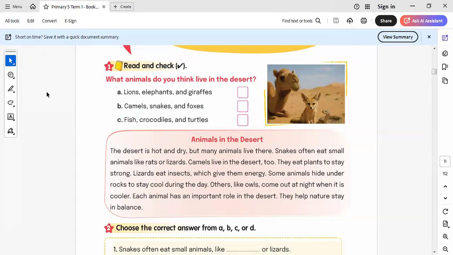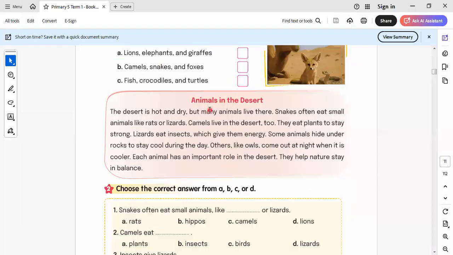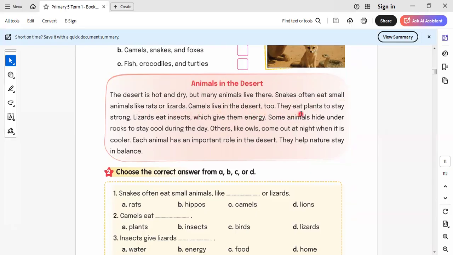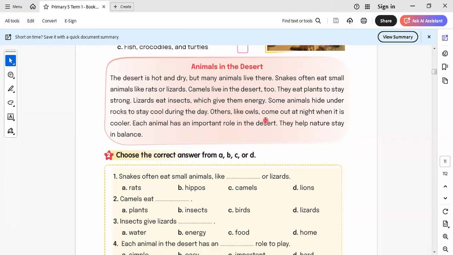Let's go to another one. Let's continue. There are animals in the desert. The desert is hot and dry, but many animals live there. Snakes often eat small animals like rats or lizards. Camels live in the desert too. They eat plants to stay strong. Lizards eat insects, which give them energy. Some animals hide under rocks to stay cool during the day. Others, like owls, come out at night.